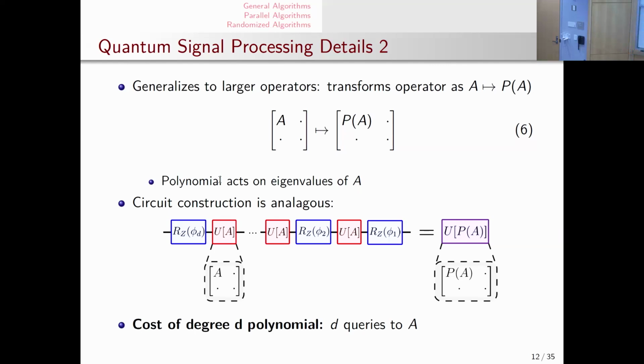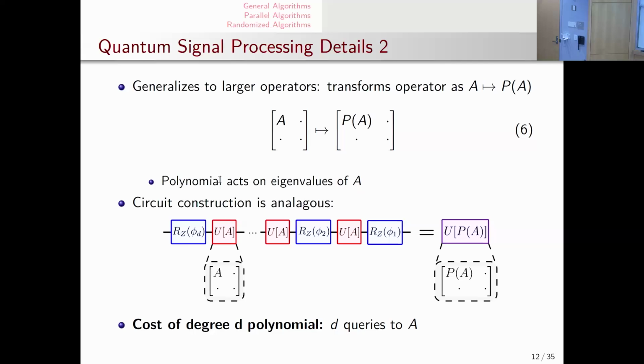Another point that I want to mention, to go back to the question we had earlier, is that the cost of realizing a degree D polynomial is D queries to the operator A. So if we want P to be a polynomial of degree 10, then we need D calls to operator A in the sequence. That makes sense because if we want to generate a matrix power D, we need to call it at least D times in this sequence.